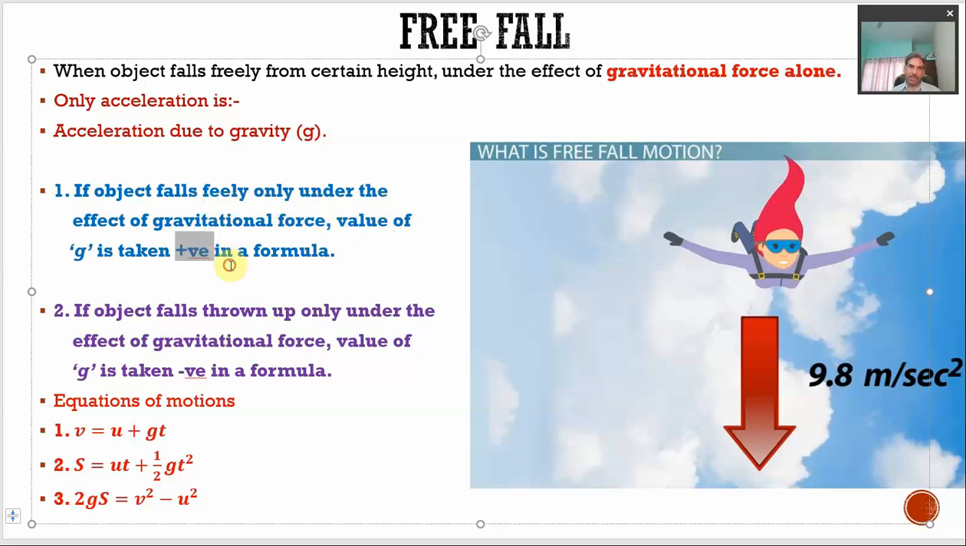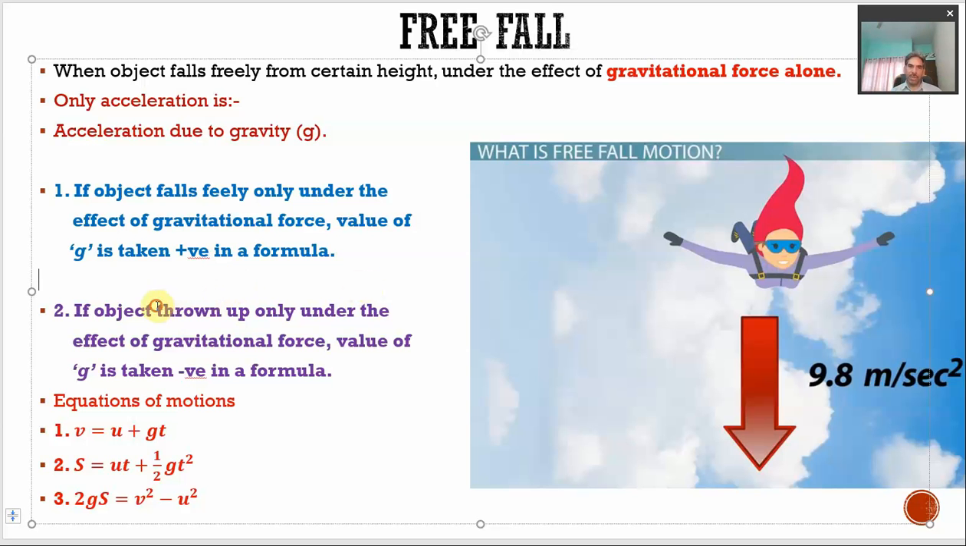Whereas in the other situation, if an object is moving in the upward direction, meaning the object is thrown up. Of course, we are throwing it by giving it some initial velocity at the lowermost point, and then it moves only under the effect of gravitational force in the upward direction to a certain height and then comes back down. So what is the situation?